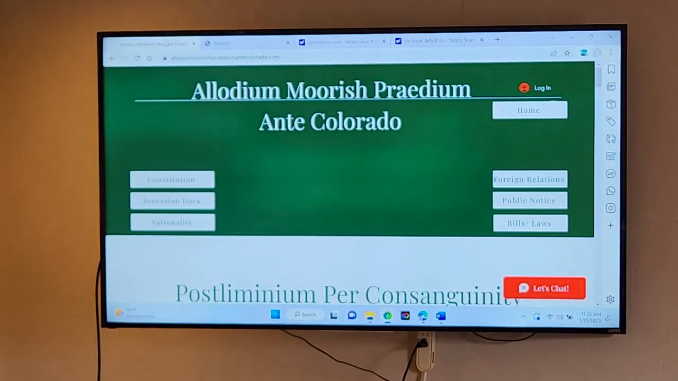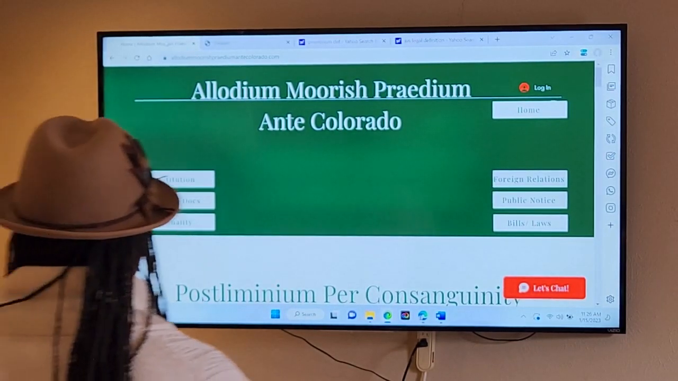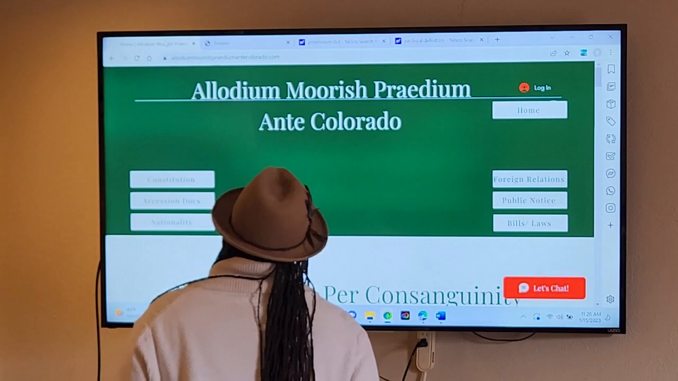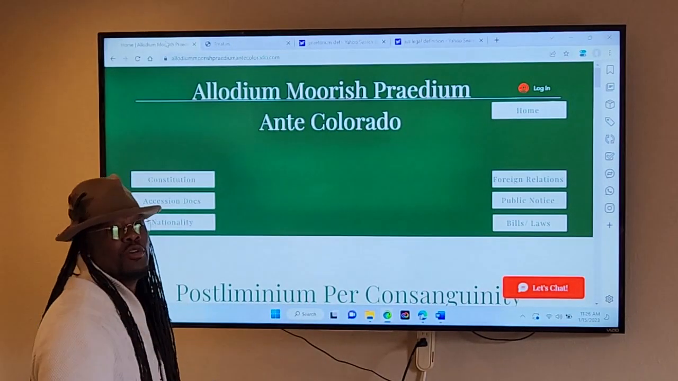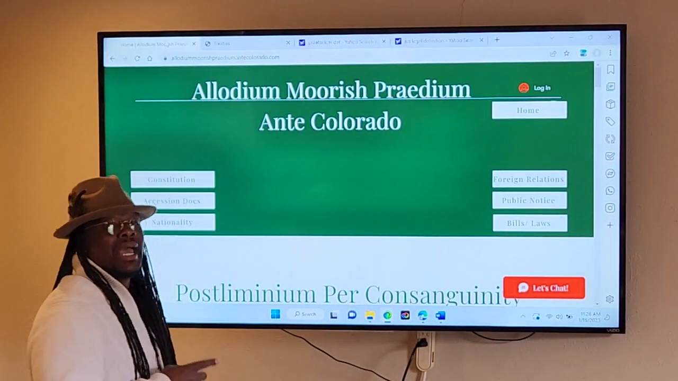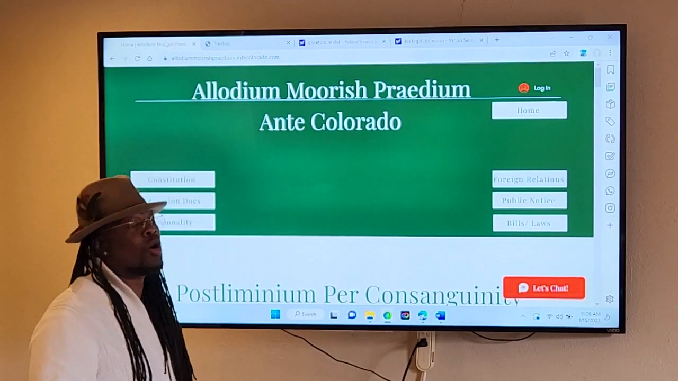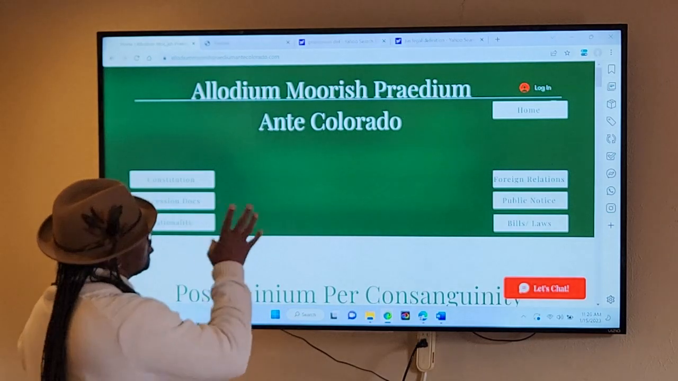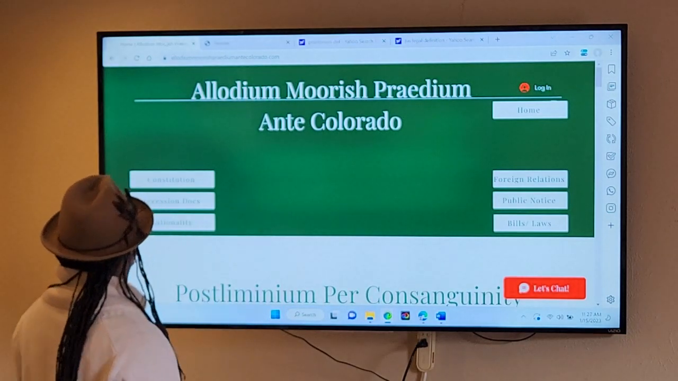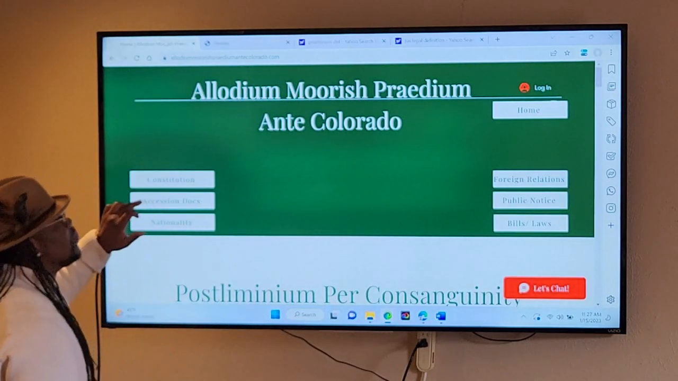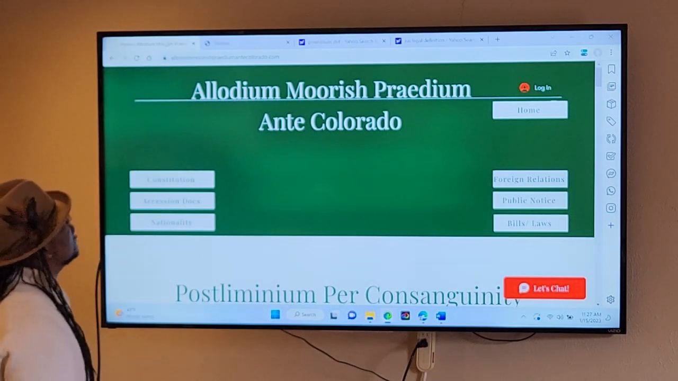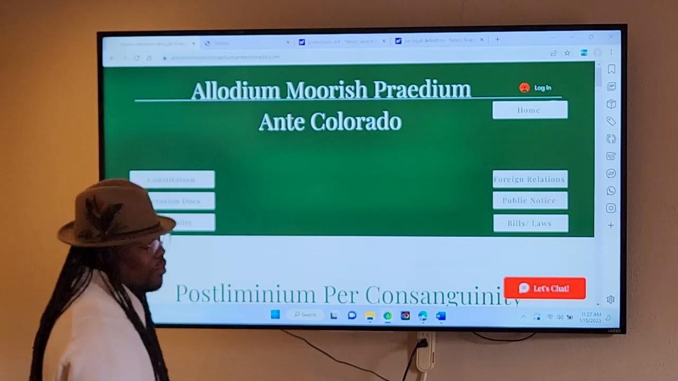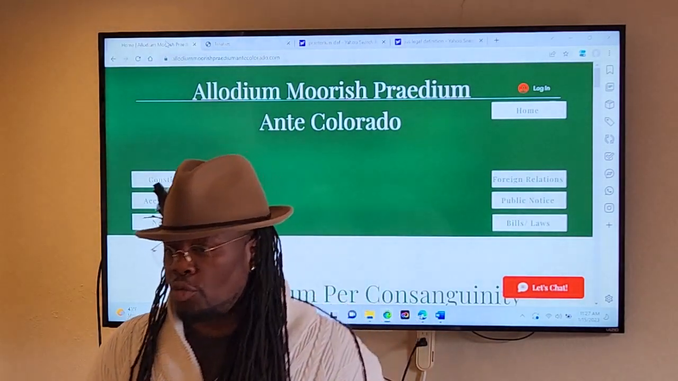Our website home, Allodium, Moorish, Paradis, Monte, Colorado. And you can find it on your browser at gov-ampac.org. This is our homepage, the splash page, and what we're going to go to is accession documents at the top of the menu bar, and we're going to read through there. I'm going to have Brother Owen take over the reading.